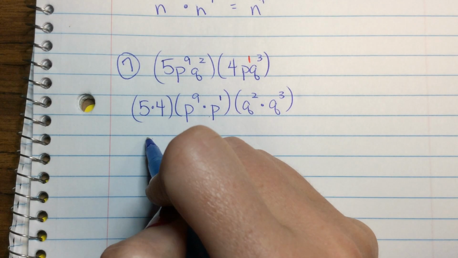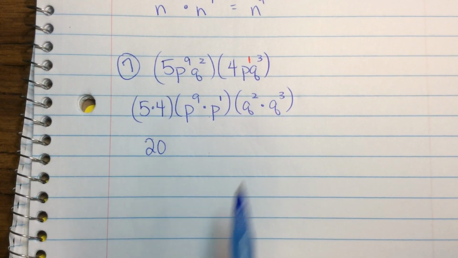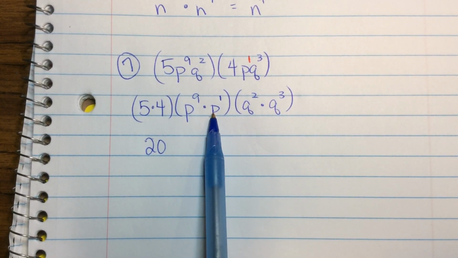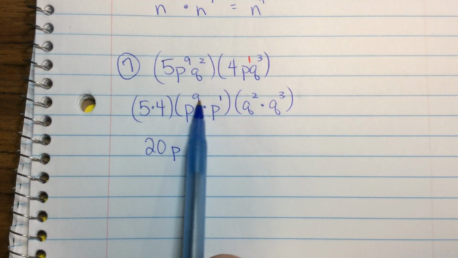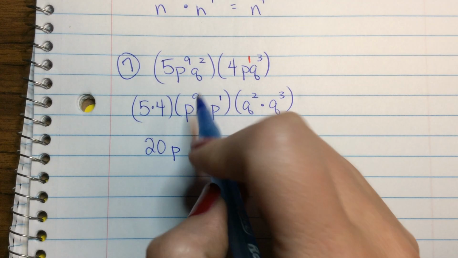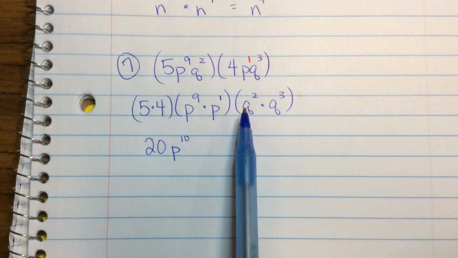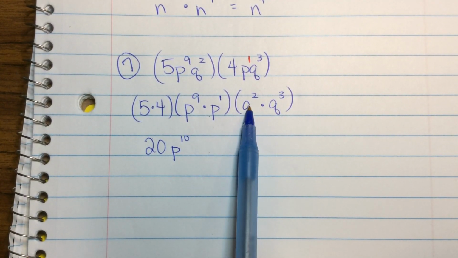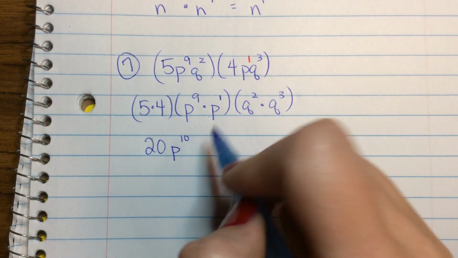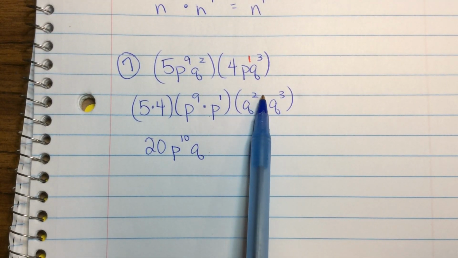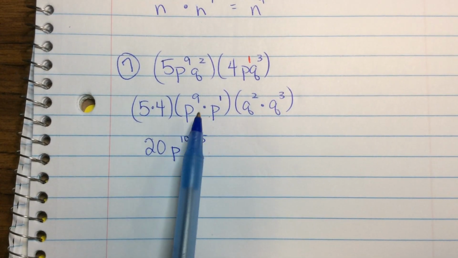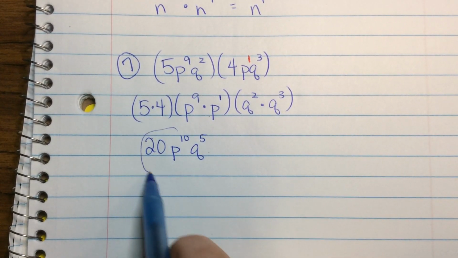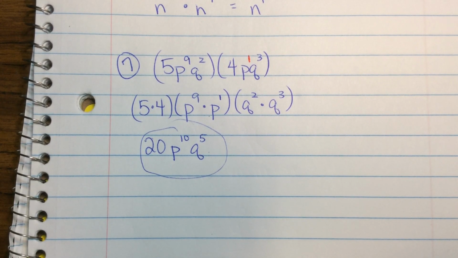So 5 times 4 is 20. P to the 9th times P to the 1st: I'm going to keep the P and add 9 and 1. 9 plus 1 is 10. And then I have Q squared times Q cubed. So I'm going to keep the Q, and then I add 2 plus 3, which is 5. So my answer is 20 P to the 10th, Q to the 5th.